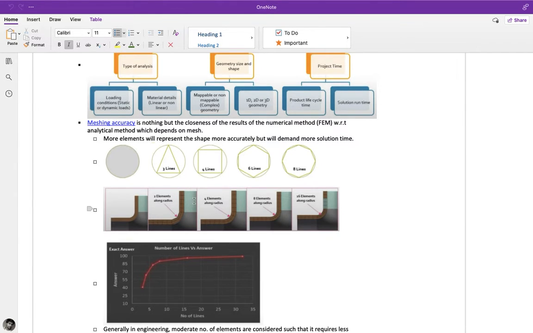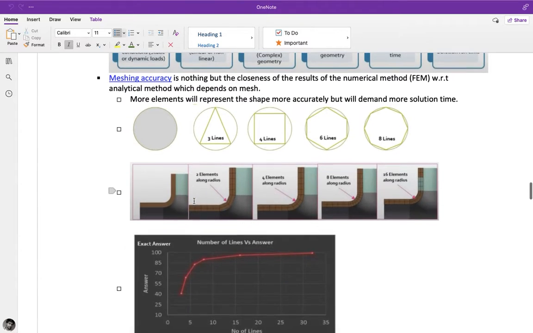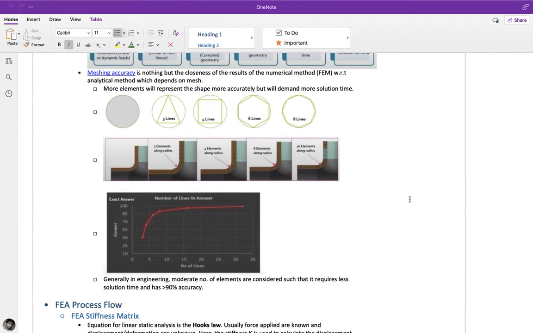As you can see here in the picture, in this fillet or chamfer, if you use 2 elements, 3 elements and 16 elements, you can see these 16 elements represent the shape more accurately. If it represents the shape more accurately, it also needs more time to calculate, because that number of elements will have that many times the nodes and that many times the system of equations.